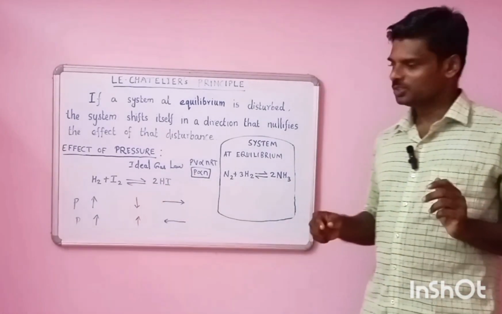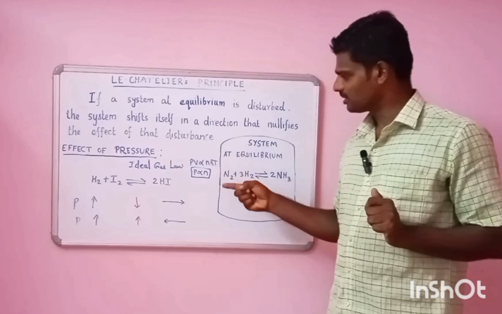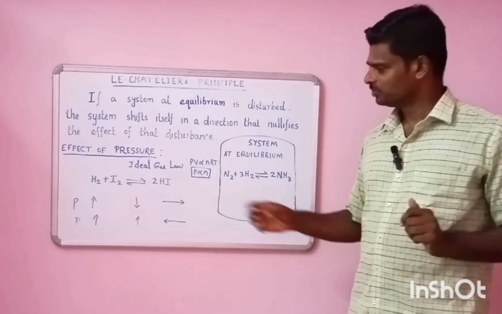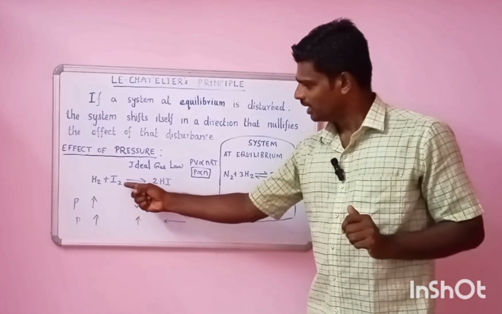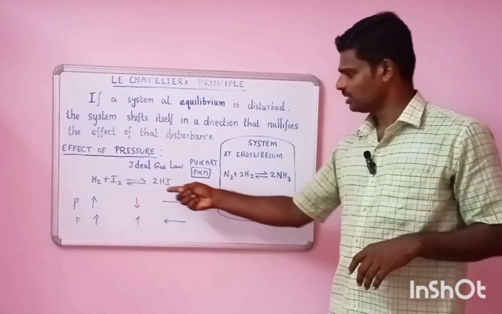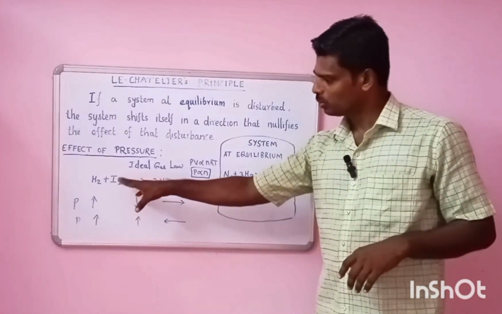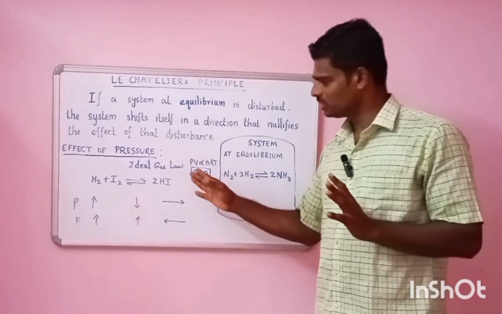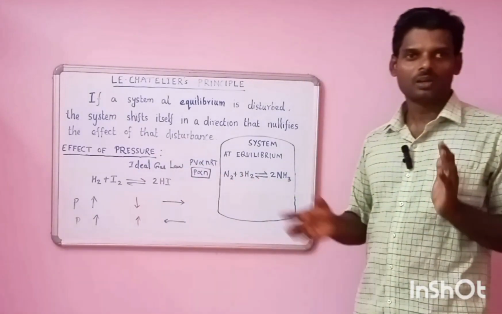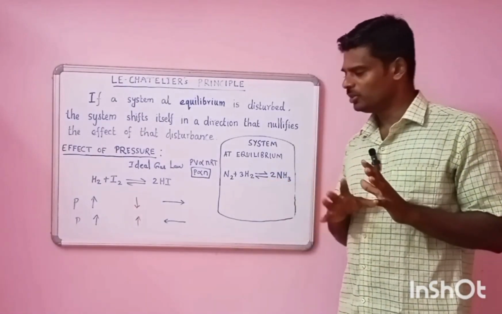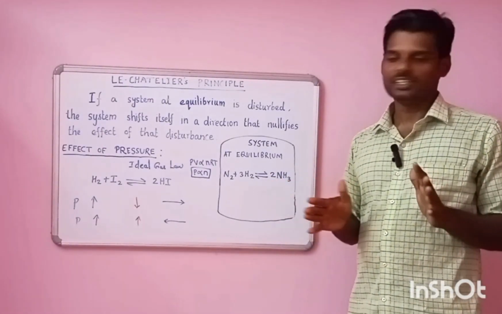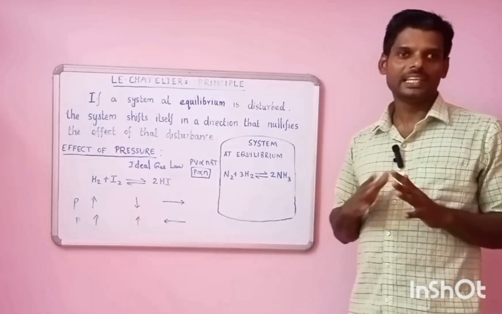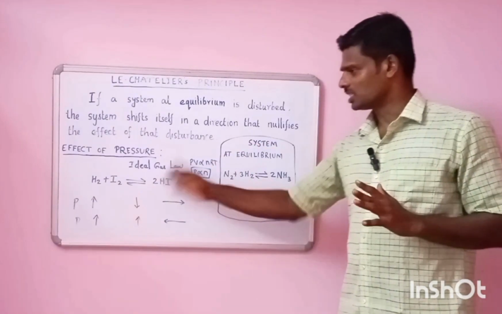So as per the ideal gas law, pressure is directly proportional to the number of moles. So here if we have a forward reaction and a backward reaction, the total number of moles on either side is the same. So there will be no change if you are increasing or decreasing the pressure. The equilibrium will not be adjusted. Increasing or decreasing the pressure doesn't affect the equilibrium of this equation.